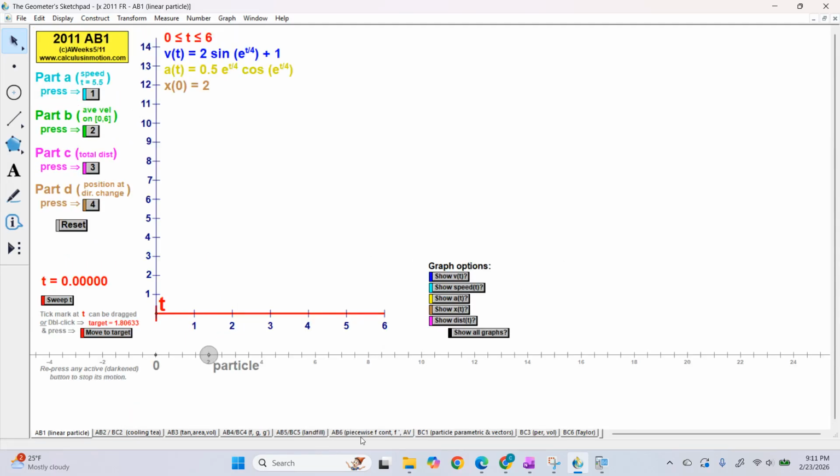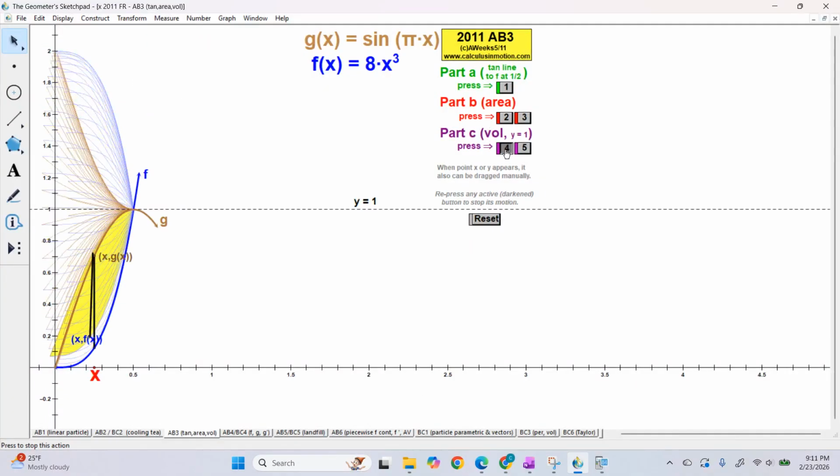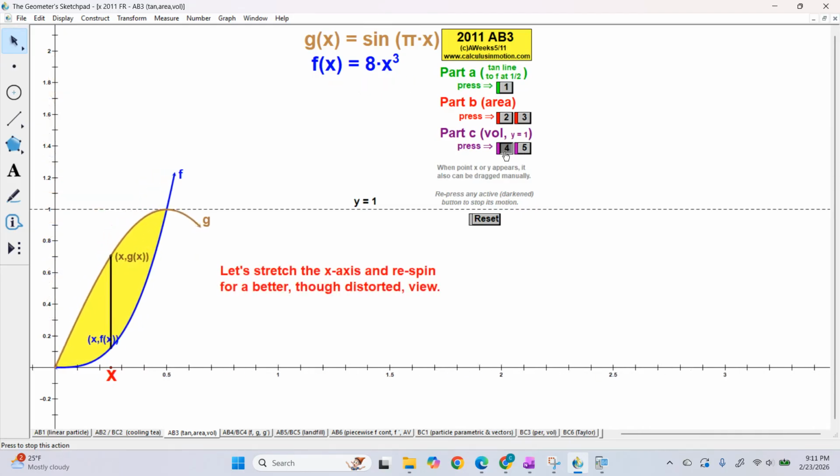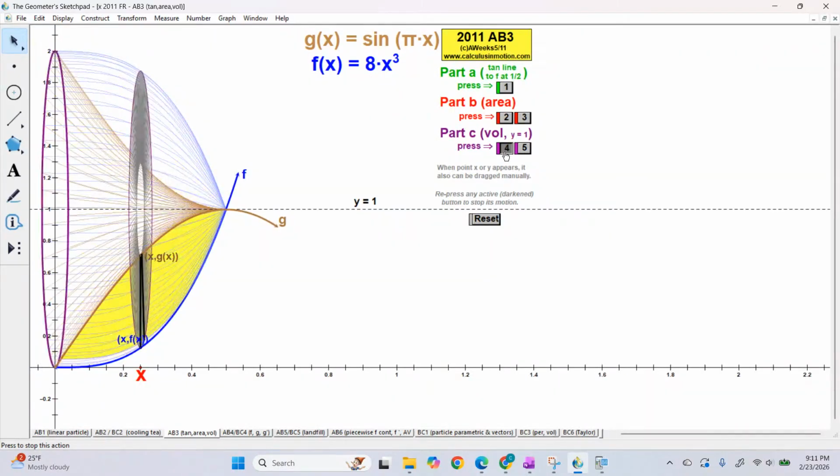There it is. Okay, this was number 3. Watch carefully for the volume. Okay, we're going to spread this across just so we can see it easier. Are you ready? Woo! We're rotating that way.